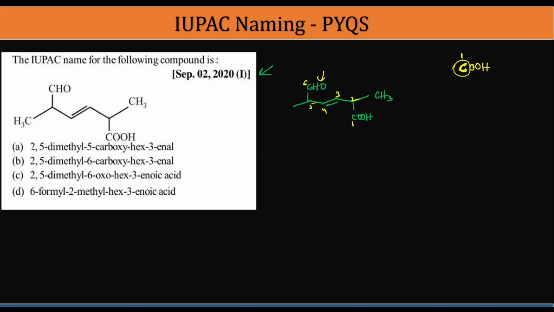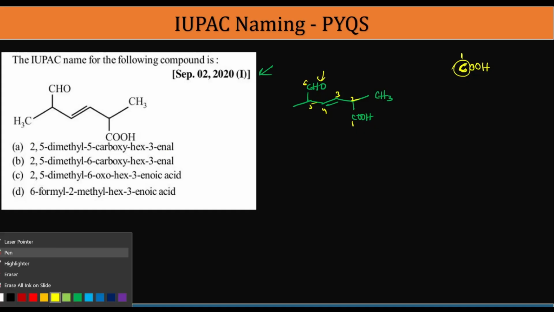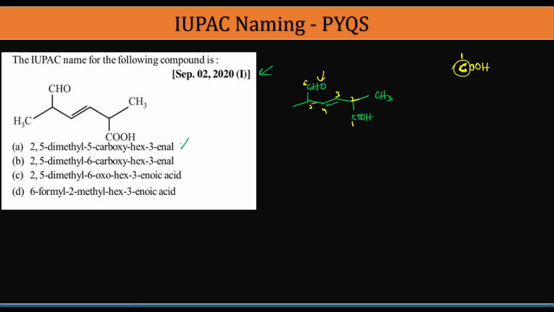Like in both options, you can simply eliminate the option. Here they have considered this CHO aldehyde as the highest priority group, so you can eliminate these two options, and the remaining two options consider CHO as a main group, right? But how they have given the numbering, that you need to know.